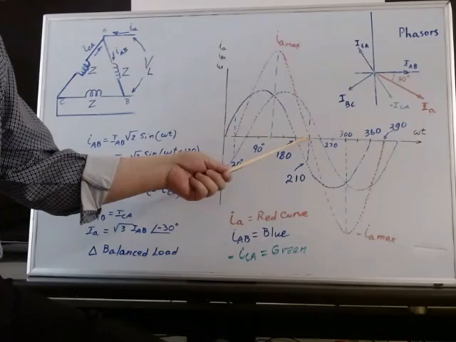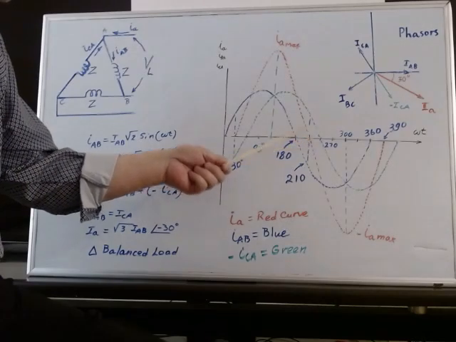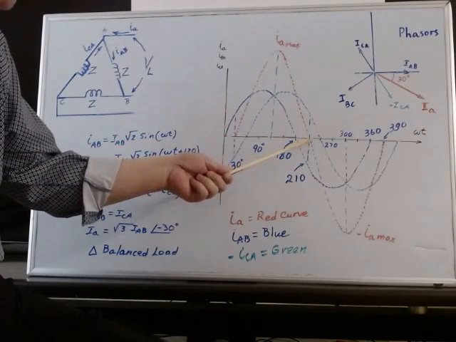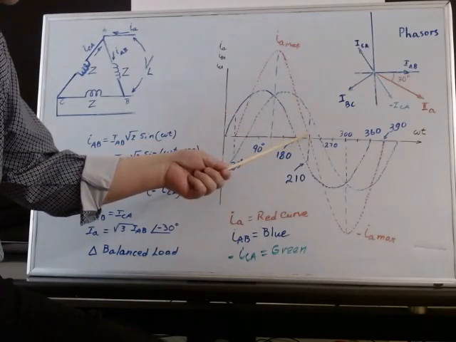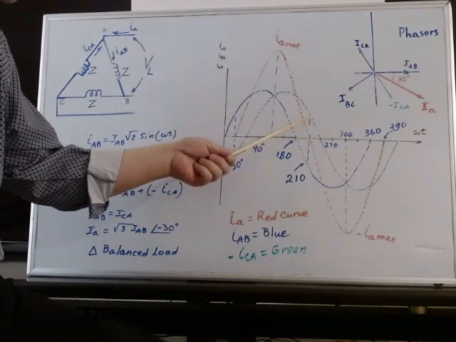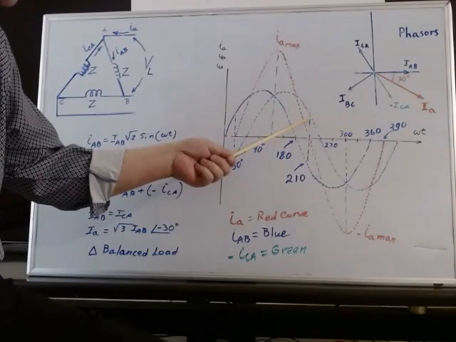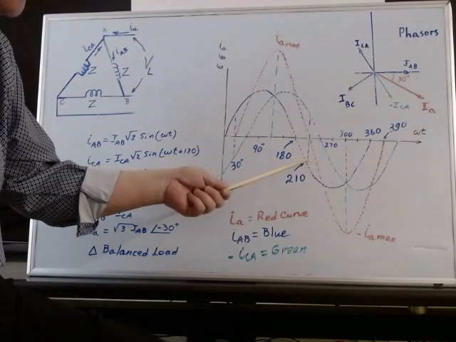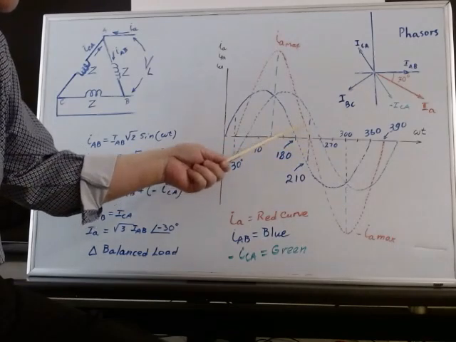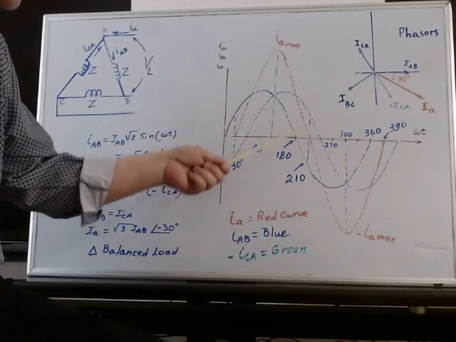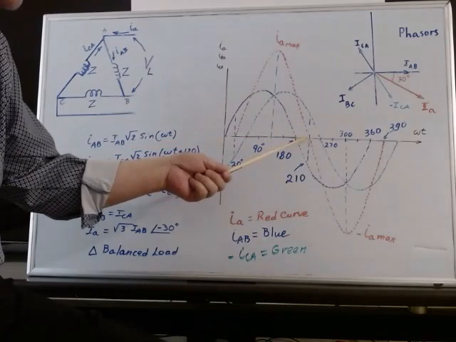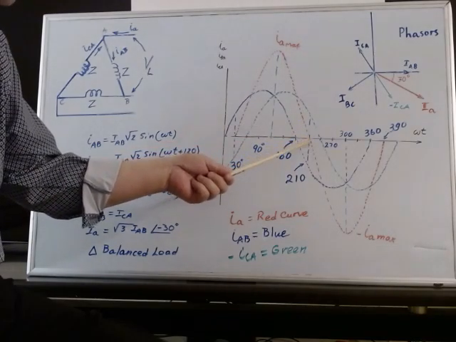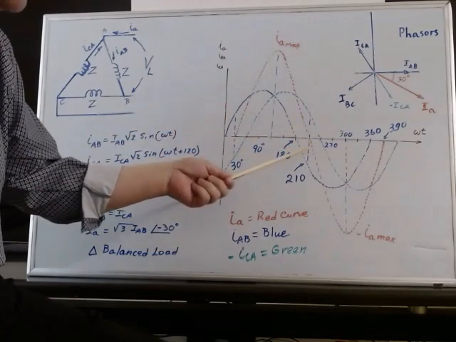At 210 degrees, the current IA becomes 0, because the minus ICA and the current IAB are equal and opposite, so they cancel by addition, for a 0 value of IA.